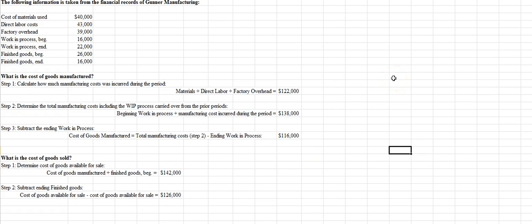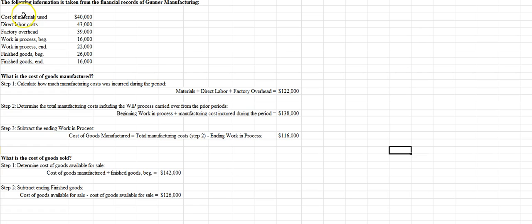Okay, well, this one is interesting. In this one, they want us to calculate the cost of goods manufactured. We want to calculate how much goods was manufactured. And when we talk about cost of goods manufactured, we're talking about finished goods. It doesn't include goods that are partially manufactured. Those end in work in process, okay?